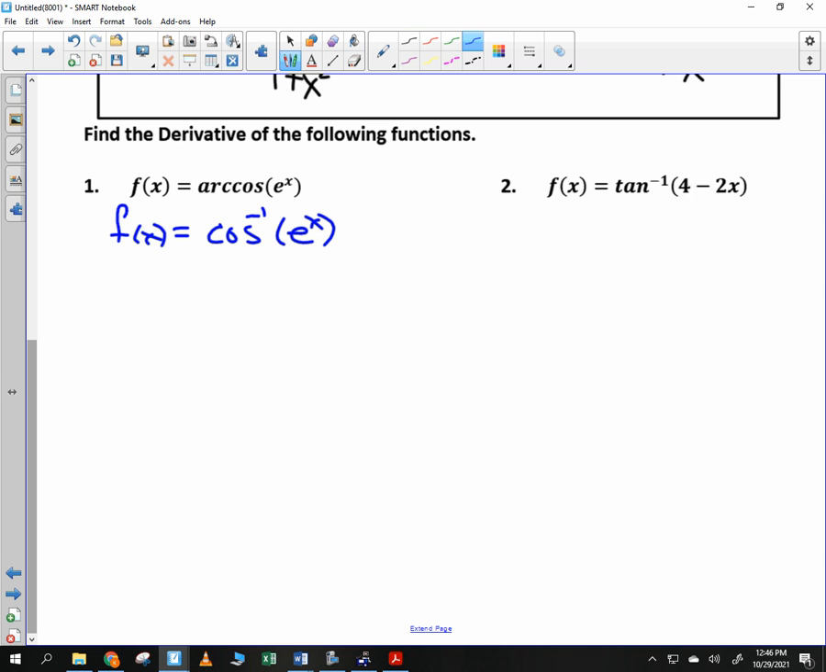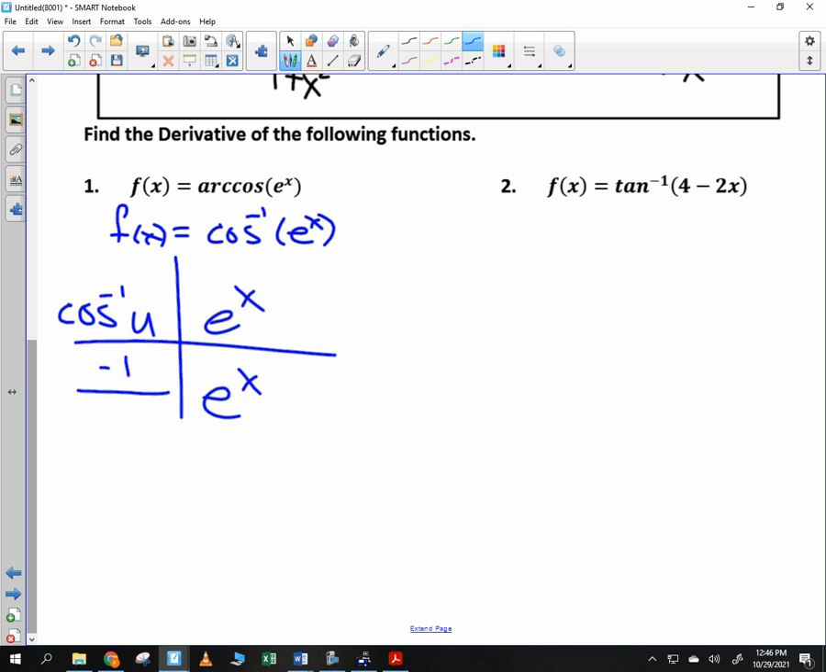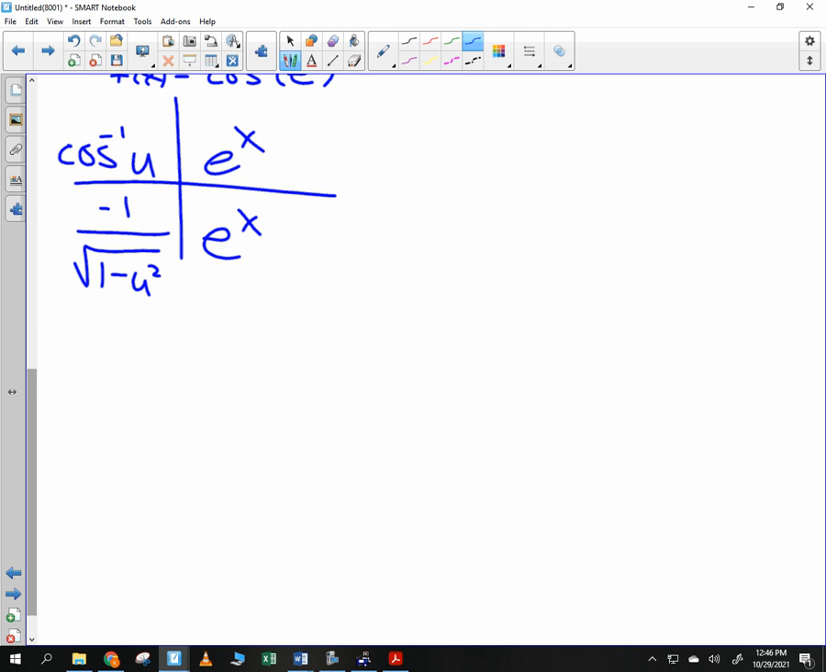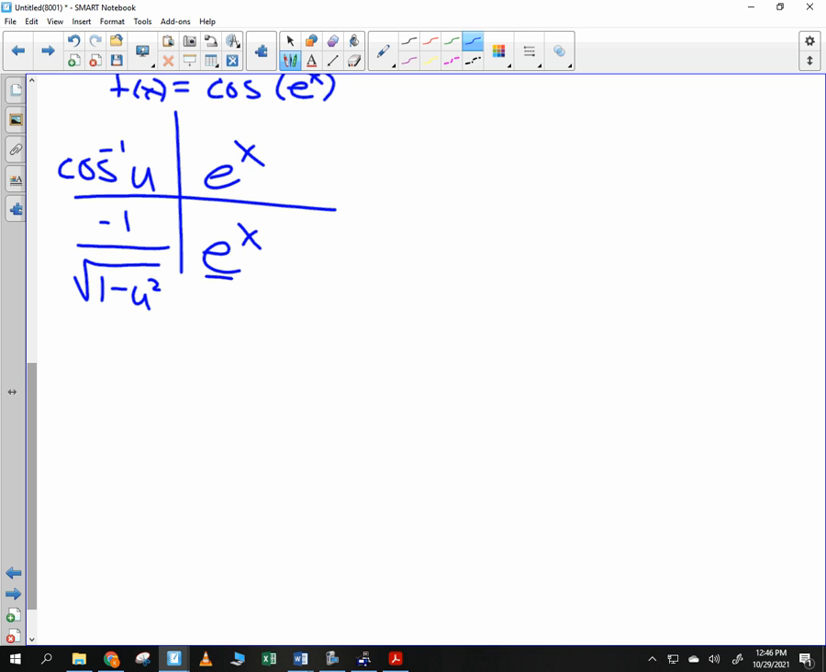So let's do the chain rule. What goes on the outside? Cosine inverse of u. What goes on the inside? e to the x. Wish I knew what the derivative of e to the x was. Oh, isn't that nice? And then, what was the cosine inverse derivative? There's not a whole lot of simplifying that ever happens. The algebra really doesn't get messy at all in these situations. This is e to the x over 1.